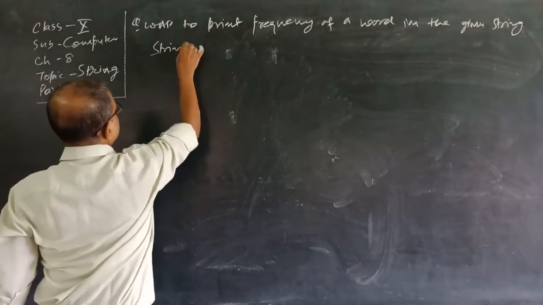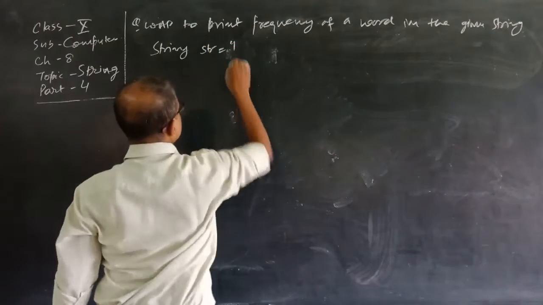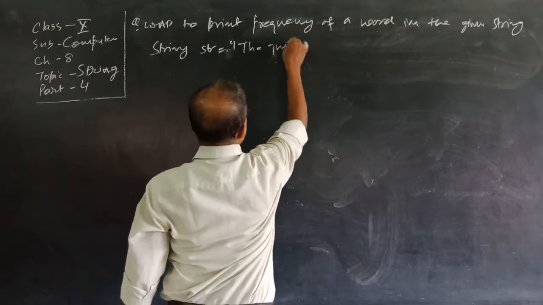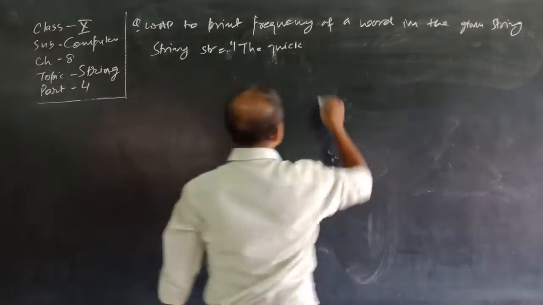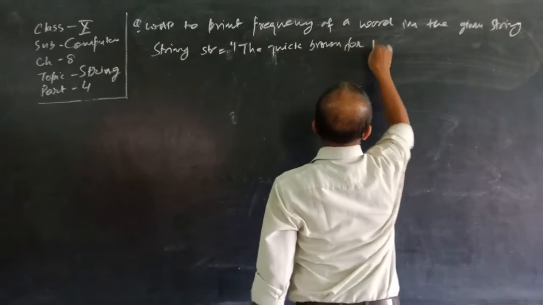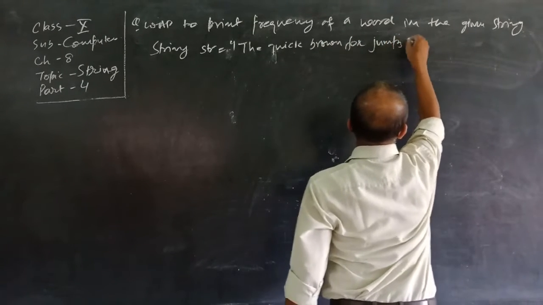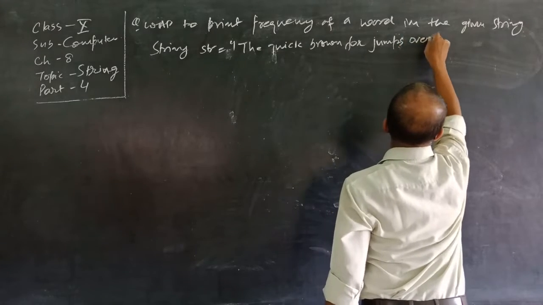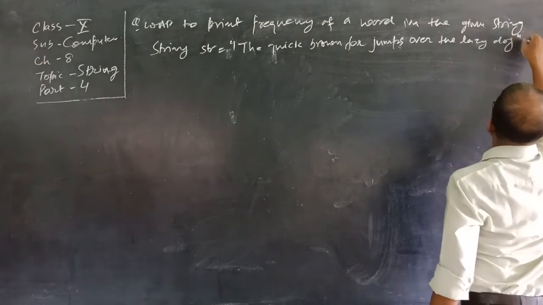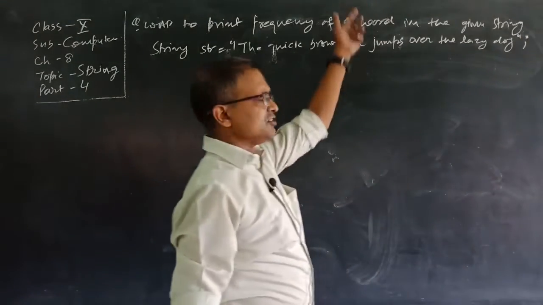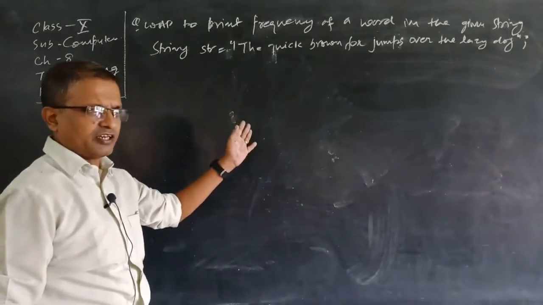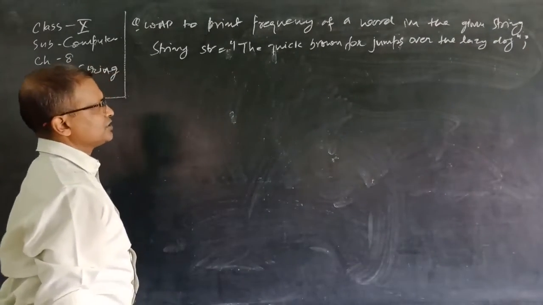First of all, declare a string str equal to, suppose we are taking a long string, "the quick brown fox jumps over the lazy dog". You are familiar with this sentence. This is a very famous English sentence that contains all the 26 alphabets of English. Okay, the quick brown fox jumps over the lazy dog.